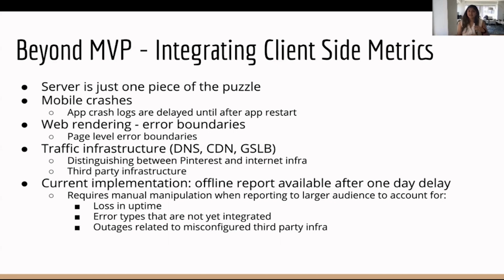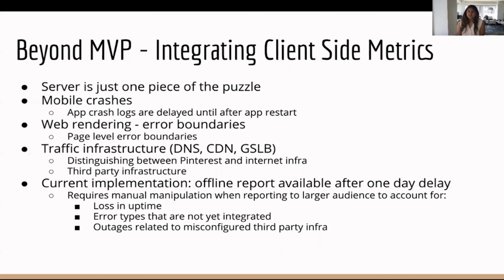So what ends up happening is we have a ton of logs, and then we end up having to manually manipulate them depending on whether certain outages happen. We need to treat those errors differently depending on the outage to make sure that the metric is meaningful for Pinterest. So the current implementation is that we have an offline report available after a 1-day delay, when all of these logs become available in our tables.